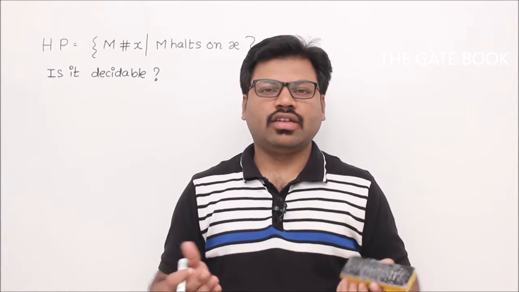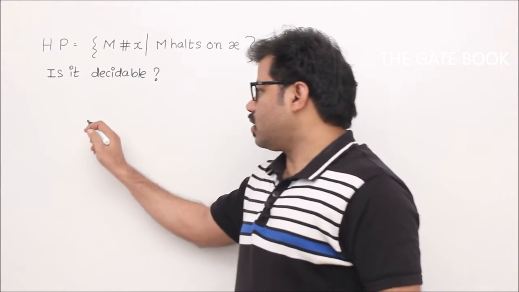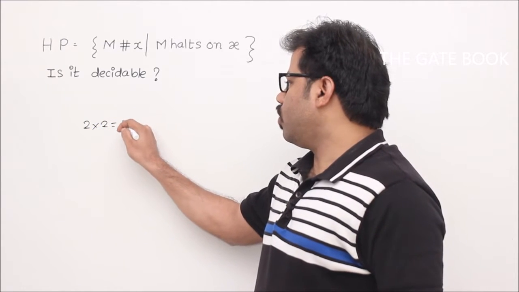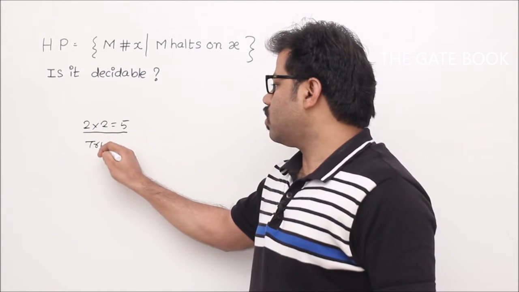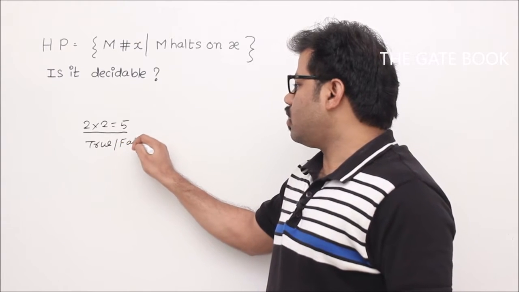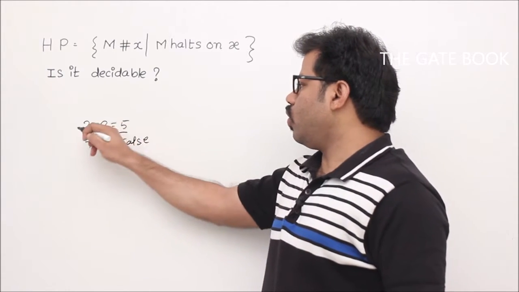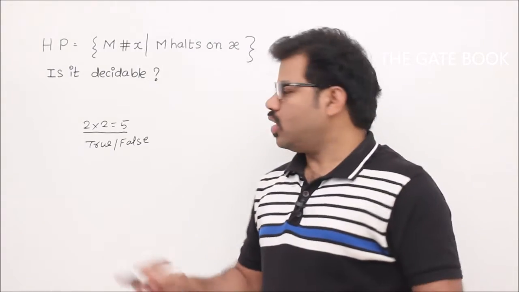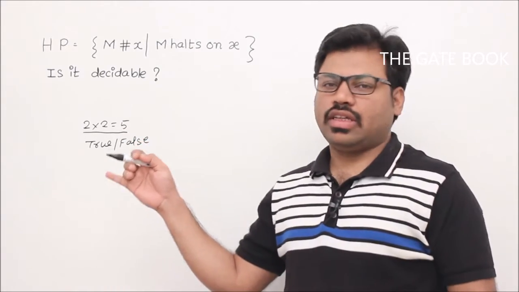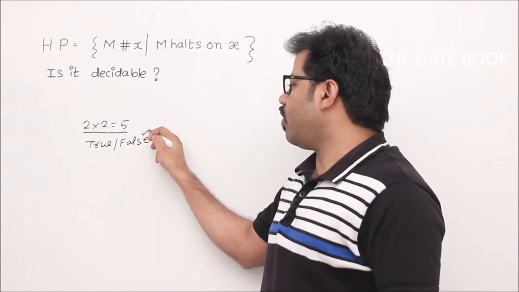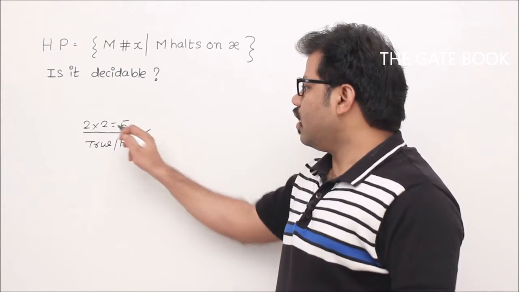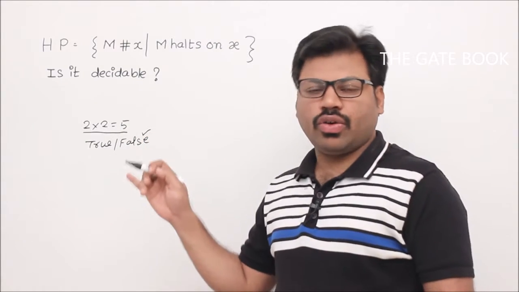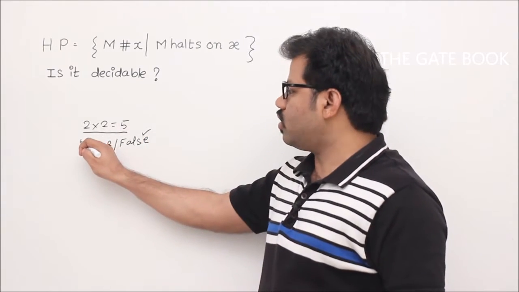What can I say? Example, let me ask one question. 2 into 2 equal to 5. I am asking true or false. So whether this statement is true or false depends on knowing whether 2 into 2 equals 5 or not. Correct? Example, case number 1: sir, I know that 2 into 2 equals 4. Yes, if you know that, then this statement will become false. Correct? You can decide that it is false. Now if really 2 into 2 equals 5, then you can decide that it is true.